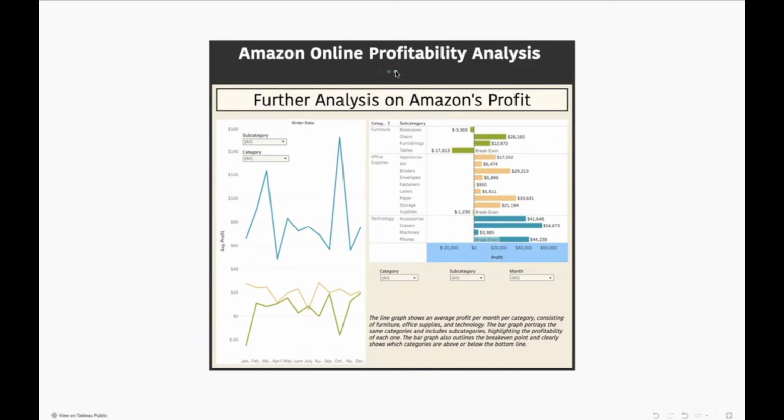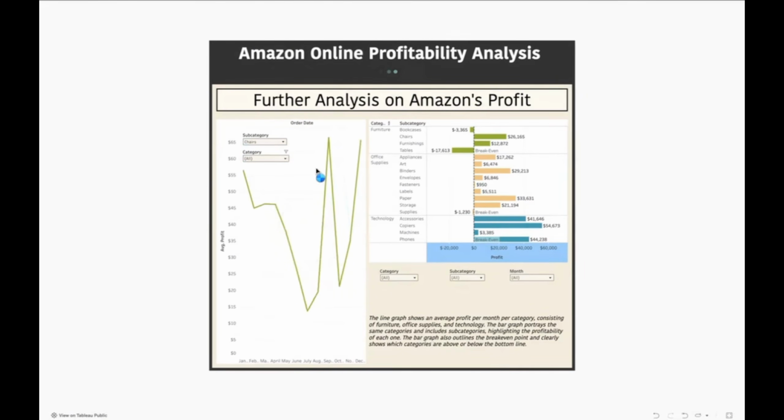If you wanted to look at the subcategories or categories with more detail, you can select a specific one, and the chart will break down the profitability of that category. For example, if you were to choose chairs underneath the furniture category, you could see that there was a massive dip in July where the average profit was around $14 and a massive spike in August where the average profit was around $66.